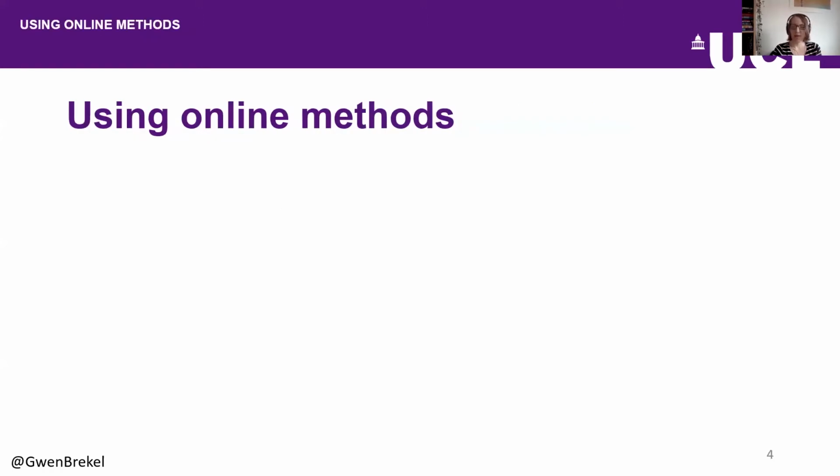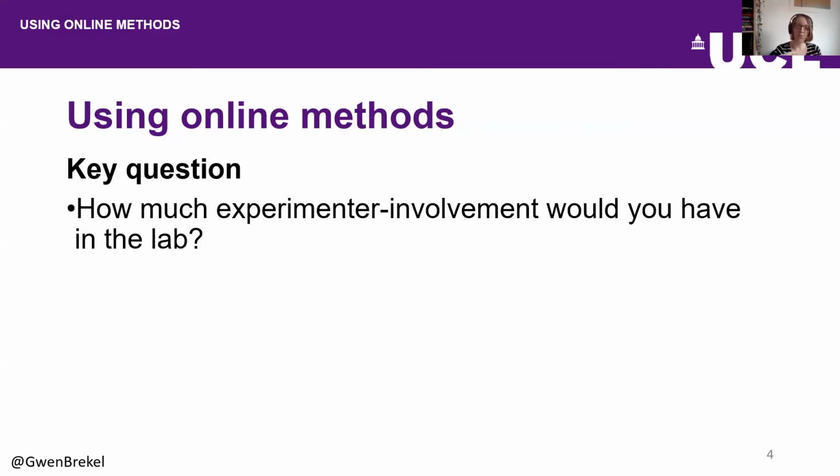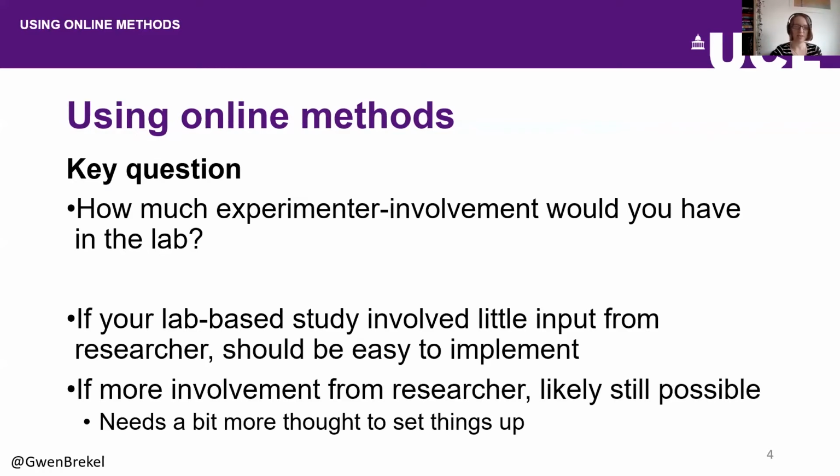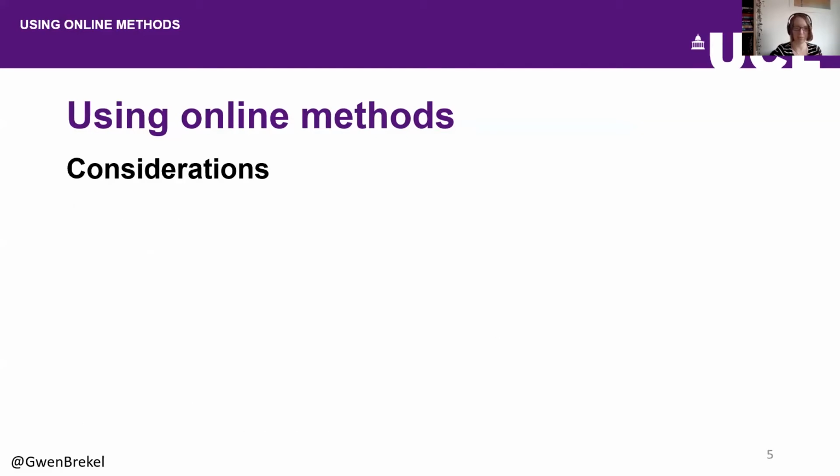Now, generally, when you're thinking about transferring your lab-based study online, you want to answer the key question of how much experimental involvement you would have had in the lab. If the answer is not very much, beyond sort of giving consent forms and instructions, that should all be fairly easy to implement. If there's more involved, or you have more than one person at a time, or there's a confederate involved, anything like that, it probably is still possible. You just need to think about things a little more before you start setting things up.